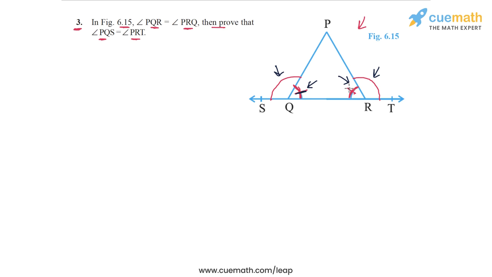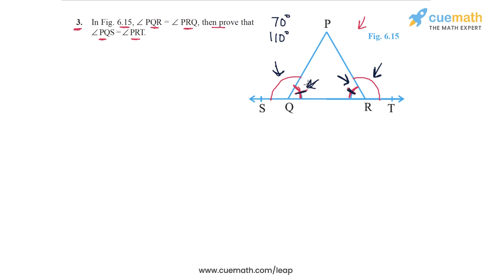So if these two angles are equal, their corresponding partners in the linear pairs, which is this angle and this angle, these two angles must also be equal. For example, if both PQR and PRQ are, let's say, 70 degrees, then their partners in the linear pairs will both be equal to 110 degrees, and hence they will be equal. So this is the basic idea behind the solution to this problem. Now let's write out the solution properly as a proper proof.